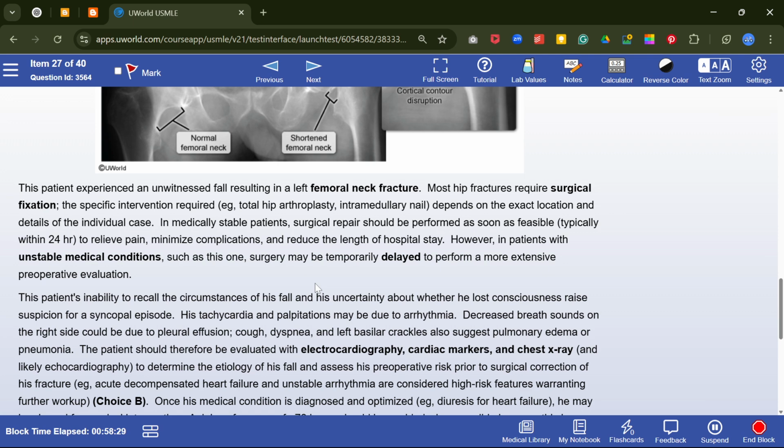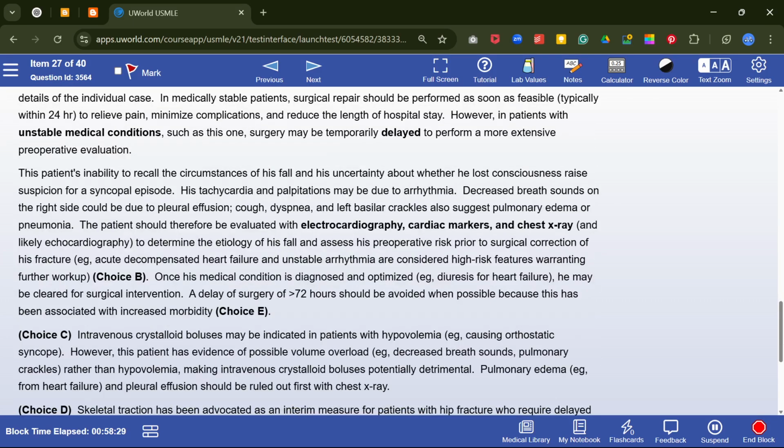Acute decompensated heart failure and unstable arrhythmia are considered high risk factors warranting further workup. Once this medical condition is diagnosed and optimized, with diuresis for heart failure, he may be cleared for surgical intervention. A delay in surgery of more than 72 hours should be avoided when possible.